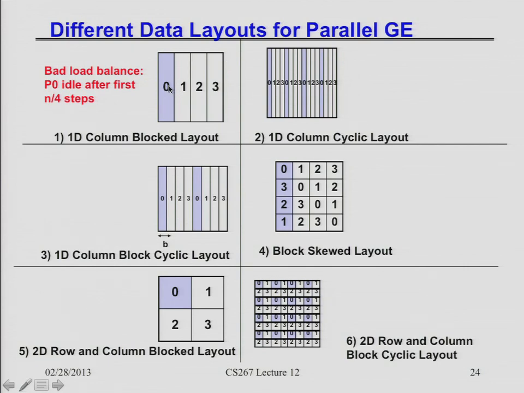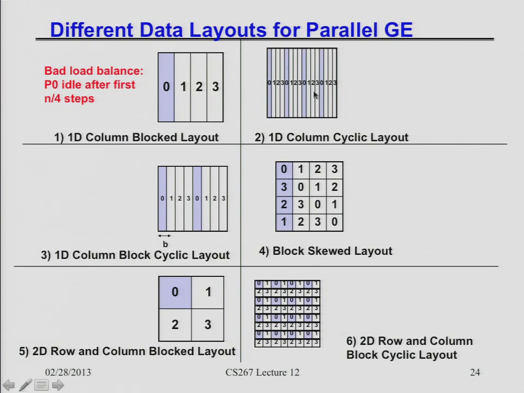This first one, where if I have four processors numbered from 0 to 3, and each one would get a quarter of the columns, is a bad idea, because by the nature of the algorithm, I'm always working on a trailing submatrix that gets smaller and smaller. So after the first n over 4 steps, processor 0 is completely done. I've completely finished that part of L, and there's no work to do. So the load balance gets worse and worse. I don't want to do that. And if I did it row-wise, I'd have the same problem.